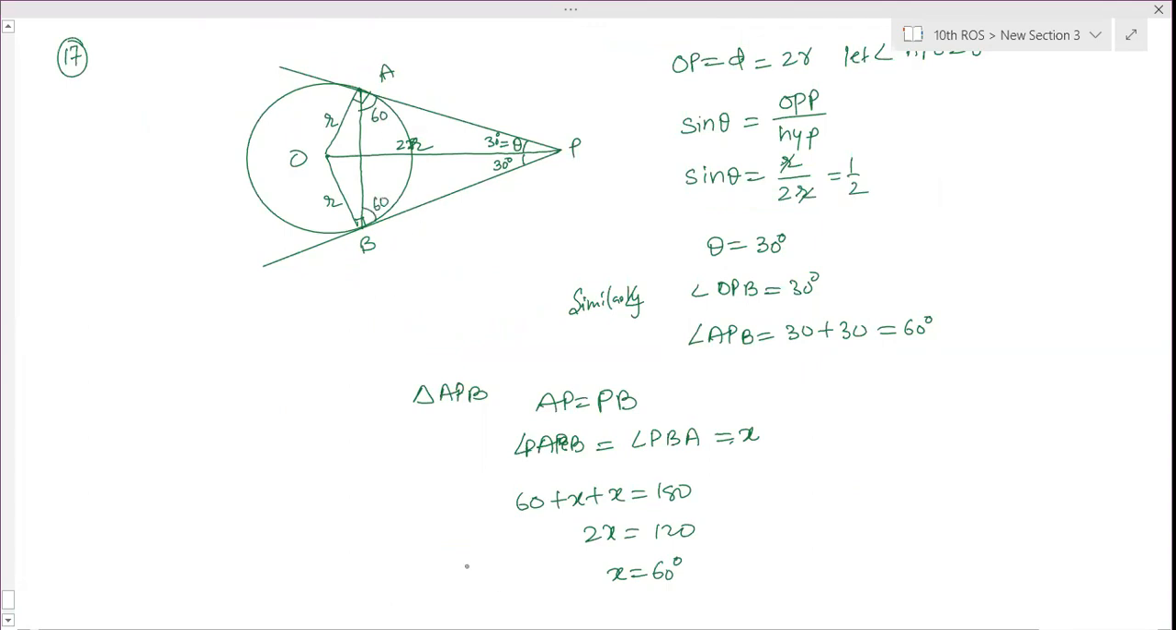That means triangle PAB will be equilateral. Triangle APB, all angles are 60 degrees. Therefore, it is an equilateral triangle. Clear?